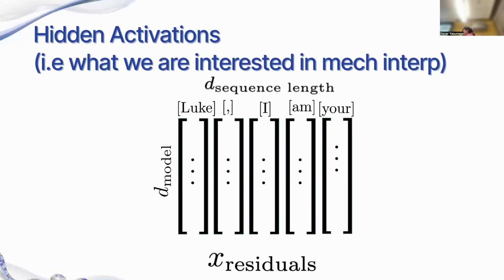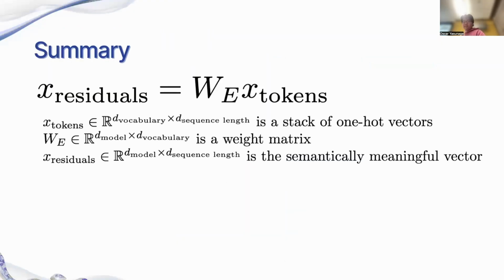And what we're interested in is, A, the semantically meaningful vectors, and B, how they develop as they propagate through the model. So again, in summary, it's just a weight matrix multiplied by tokens. I haven't included a positional embedding matrix yet. We'll cover that next week.